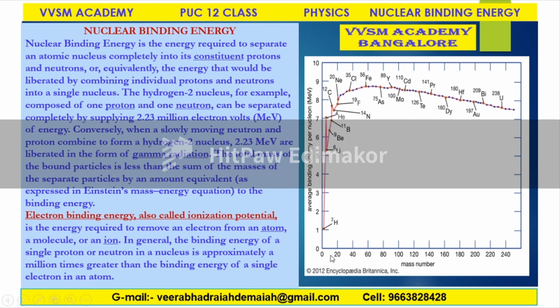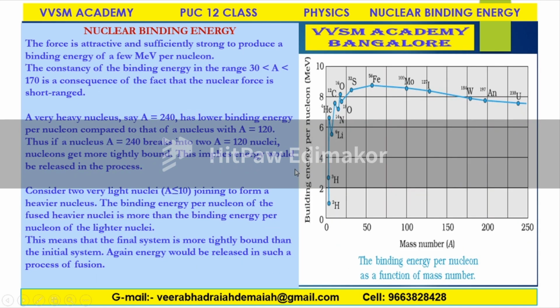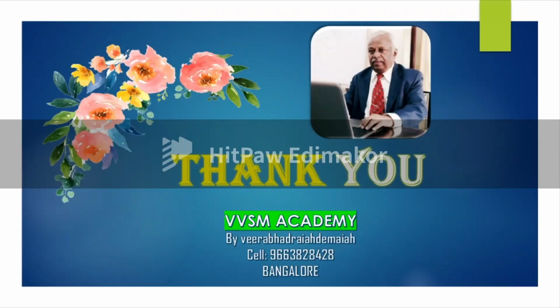This is the mass number on the x-axis, and the average binding energy per nucleon on the y-axis indicates the different elements. This is the same graph: mass number versus binding energy per nucleon.